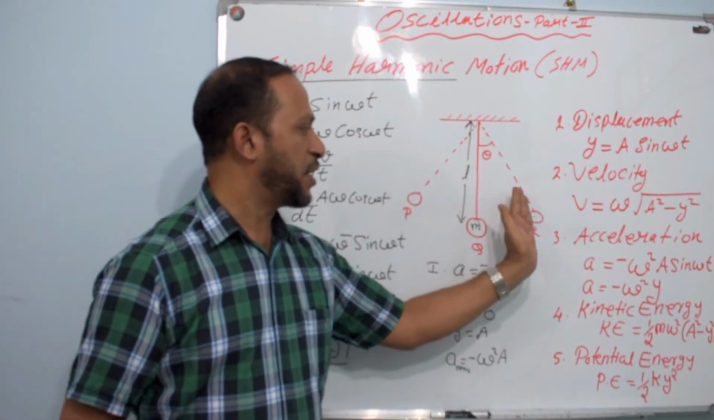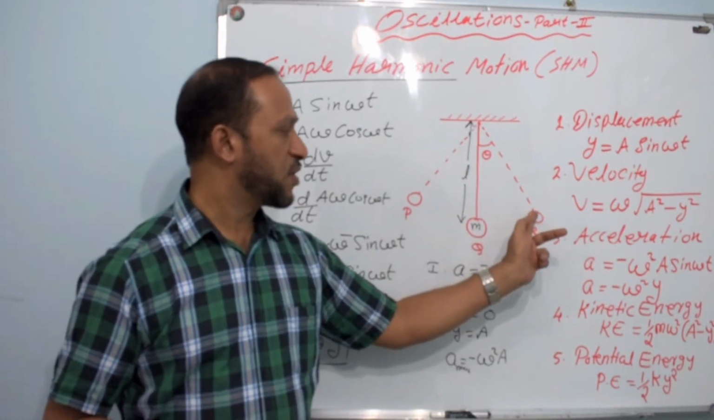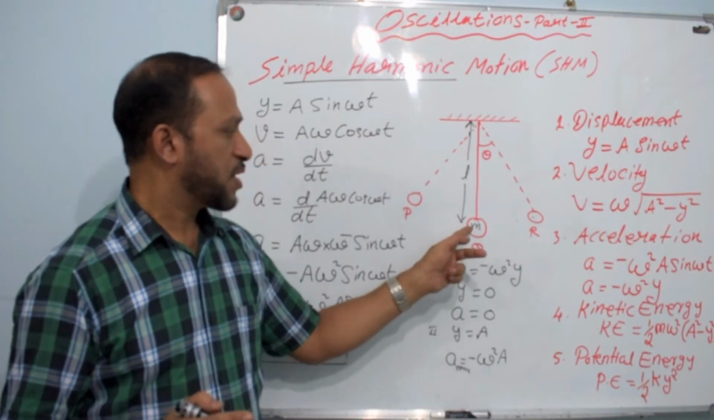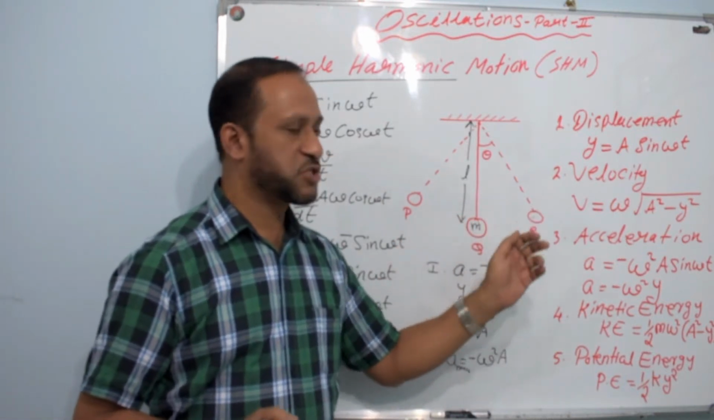So at the extreme point, velocity is 0, acceleration is maximum. At the mean position, acceleration is 0, velocity is maximum. So this is one special case at the extreme point.